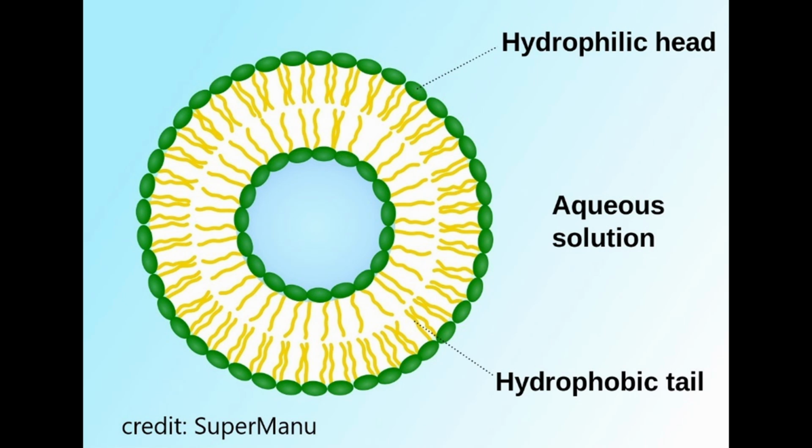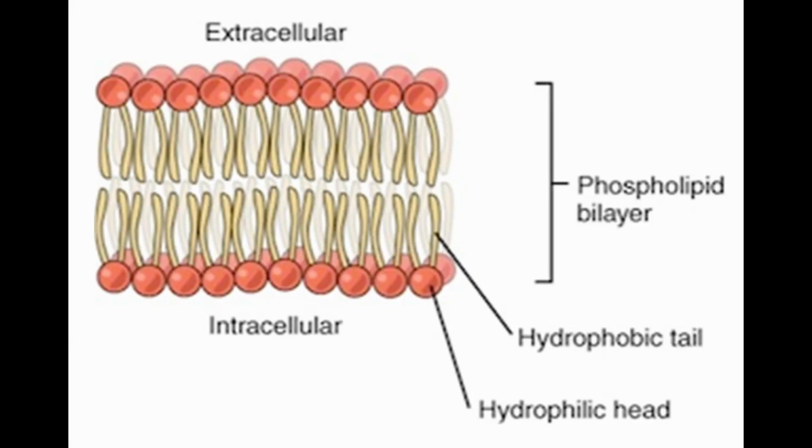The outside surface is phosphate heads. The inside surface of the membrane is phosphate heads that face the water. The tails face each other in the center. It is fairly easy to understand how such a structure could become a cell membrane.